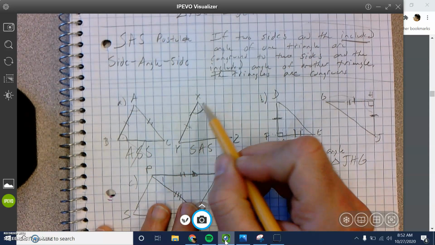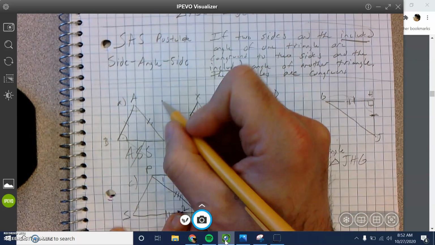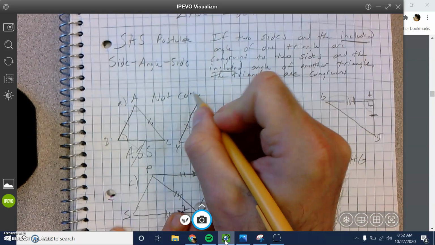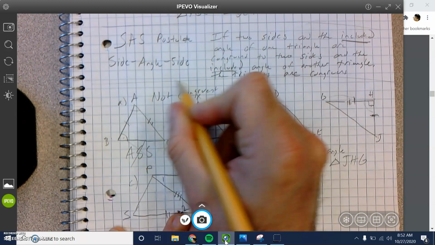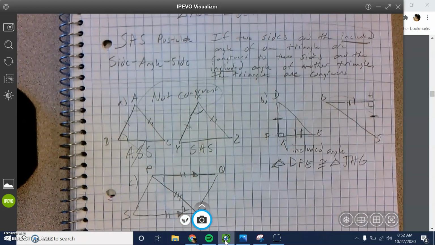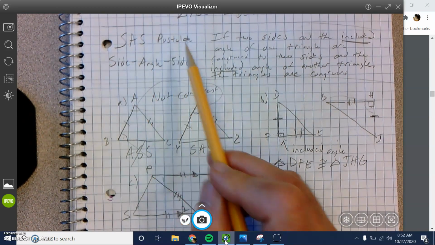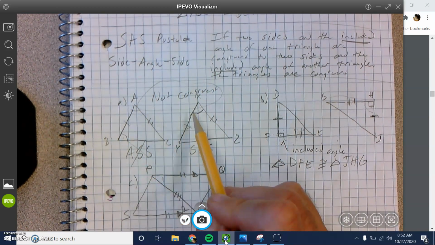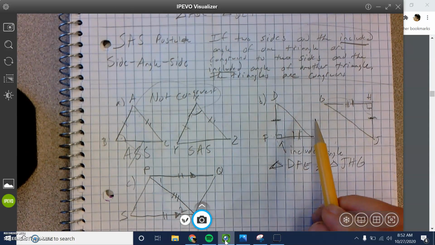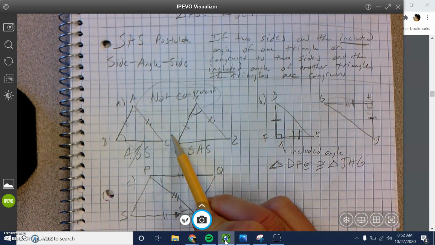You have to have side, angle, side with the included angle. So these are not congruent. Even though they have all those marks, you can't tell whether those angles are congruent. Those triangles are not congruent because they don't match the side, angle, side postulate where you have both included angles, like here. So this one is yes, this one is no.